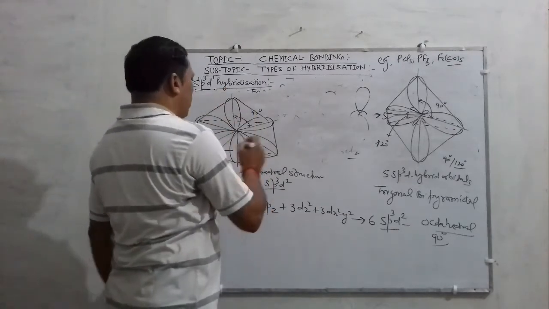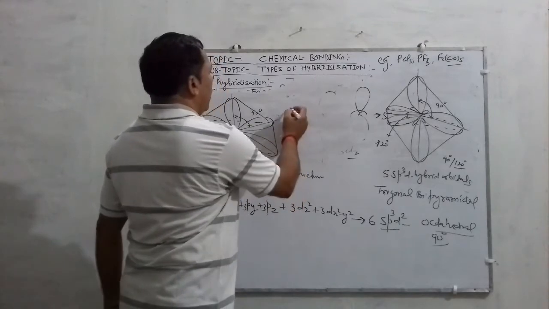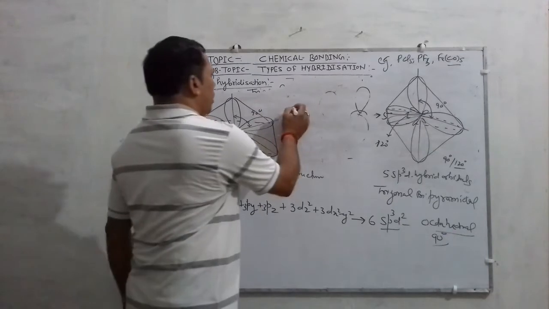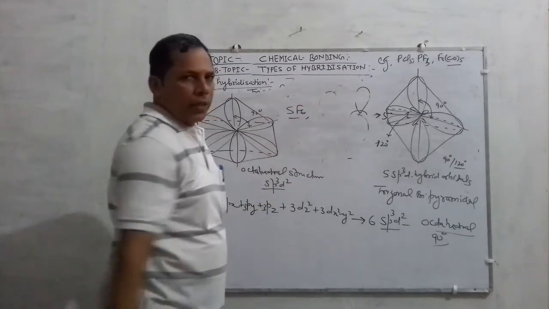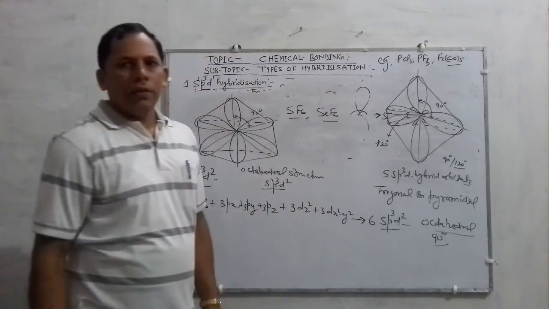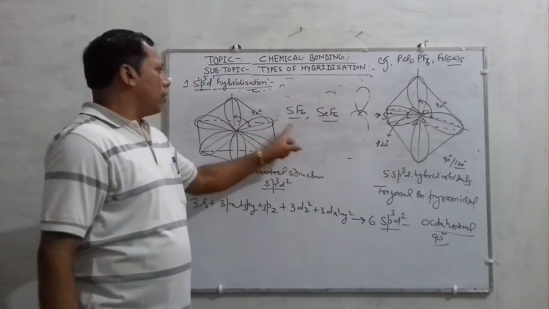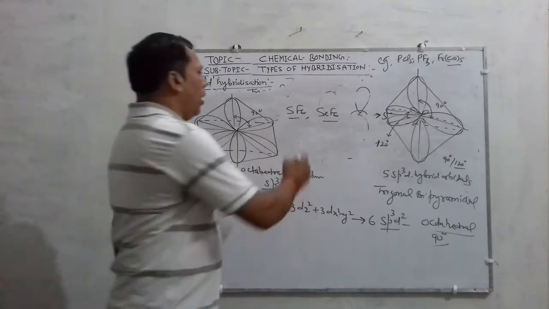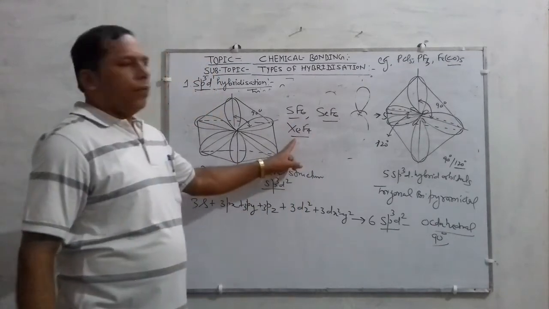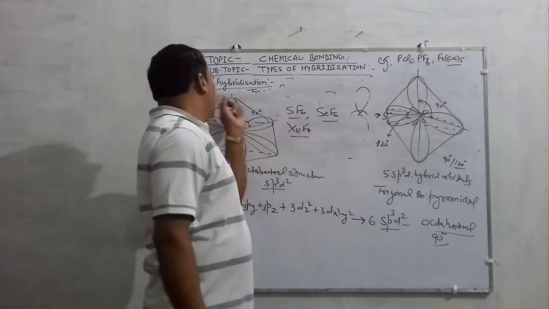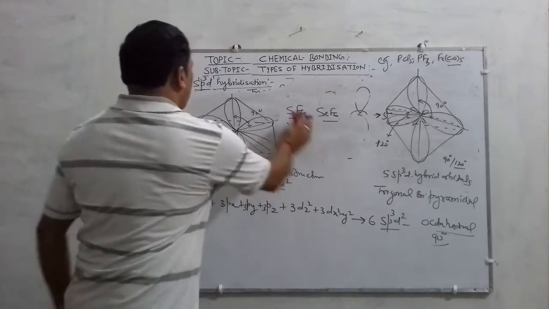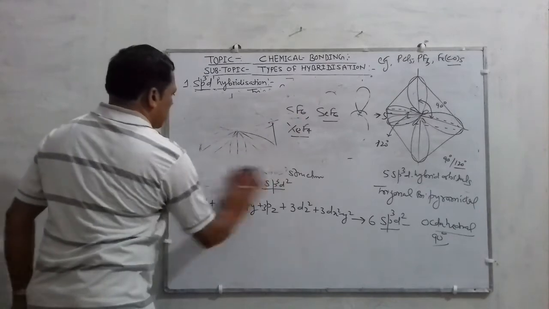A very simple example of sp3d2 hybridization is sulfur hexafluoride, SF6. Similarly, selenium hexafluoride, SeF6, also has sp3d2, and XeF4, xenon tetrafluoride, also possesses sp3d2 hybridization. Okay, now the last hybridization is sp3d3 hybridization.